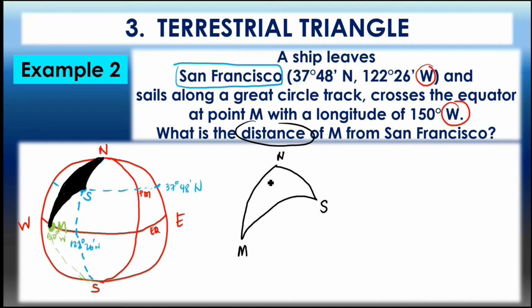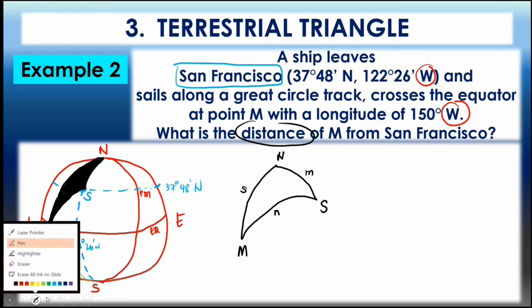Let us assign the letters for the sides. Opposite north is the small n. Opposite S is the small s. Then opposite the big M is the small m. And then again, for us to easily apply the law of cosines, we can use the letters A, B, and C. But if you don't need the A, B, and C, you can directly use the law of cosines, if it is clear to you when it comes to the letters N, M, S. So it is fine.